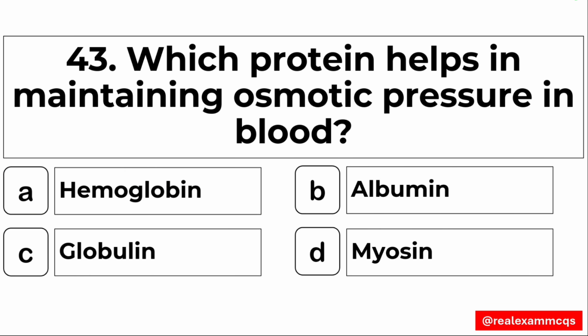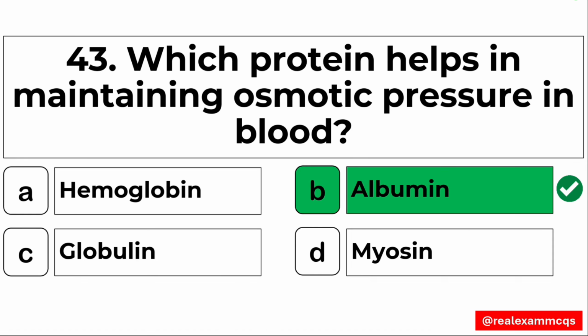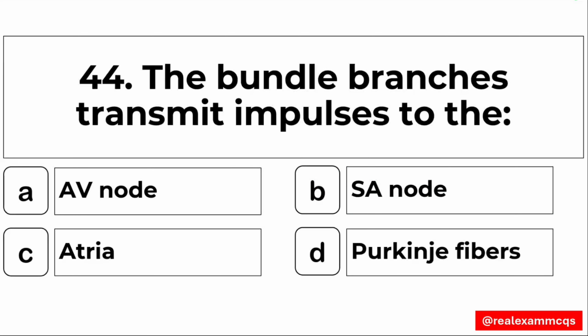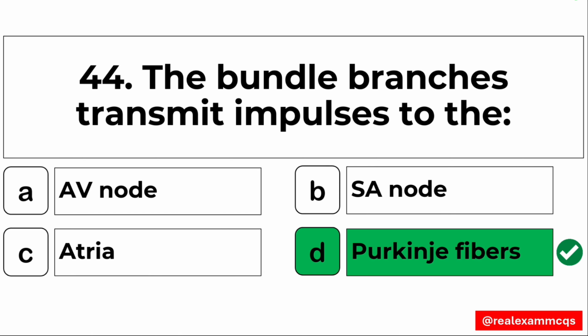43. Which protein helps in maintaining osmotic pressure in blood? Option B is the right answer, the albumin. 44. The bundle branches transmit impulses to the. Option D, Purkinje fibers. Option D is the right answer.